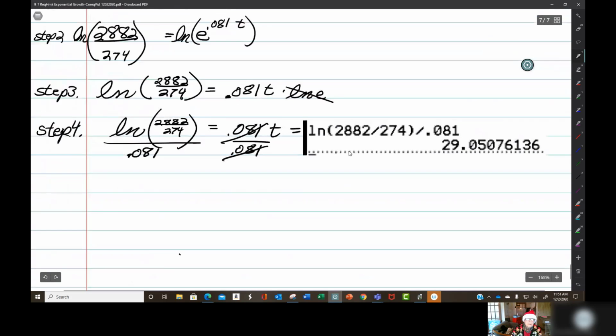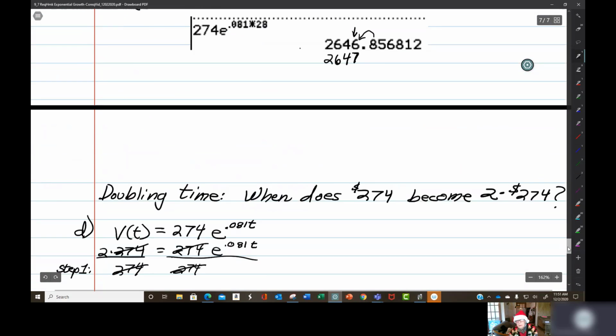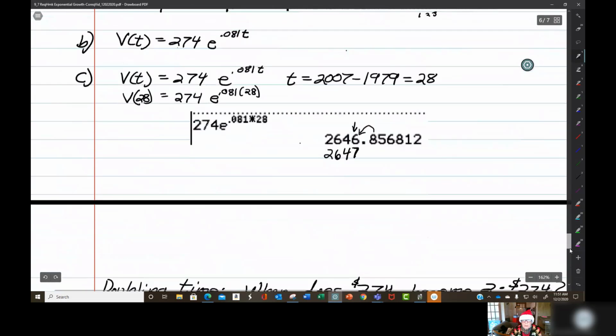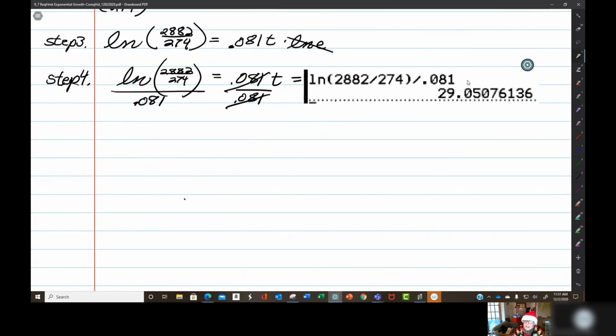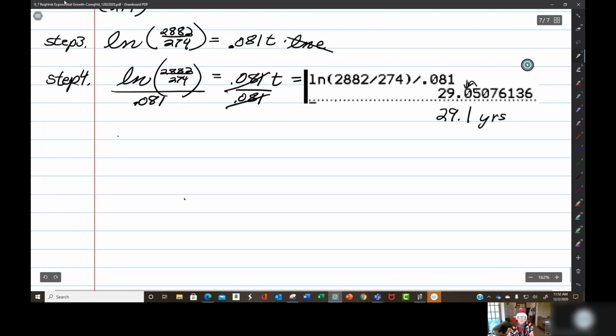So 29 years? Yeah, I believe so. 29.1 because they want it rounded. Oh, okay. So to one decimal place right there, and that 5 to the right is going to cause the 0 to go up to a 1. So 29.1 years. Woo! And we have discovered and dealt with some mysteries of the universe today.